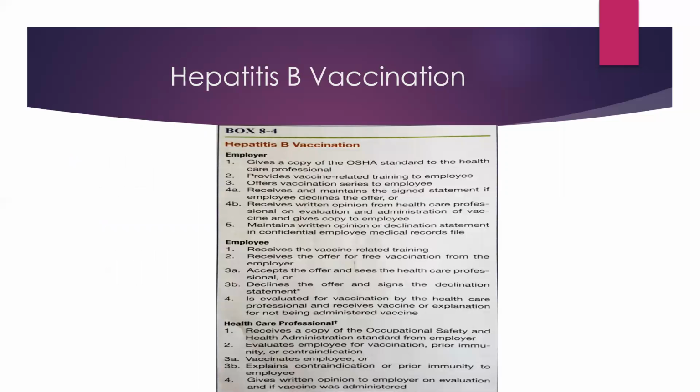Okay, a little bit more on the hepatitis B vaccination. Your book has a box 8-4 in regards to it. The employer gives a copy of the OSHA standard, provides vaccine-related training to the employee, and offers the series. In regards to the employee, they receive the vaccine-related training and they receive the free offer of the vaccine.